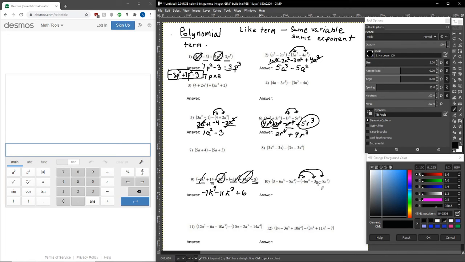And then all these little terms inside that polynomial need to change their sign, just like we did before when we subtracted. Negative times a negative is a positive, so that becomes a positive 6n to the fourth power. Negative times a negative is a positive again, so that becomes a positive 3n. And negative times a negative is a positive, so that becomes a positive 8n to the fifth power.